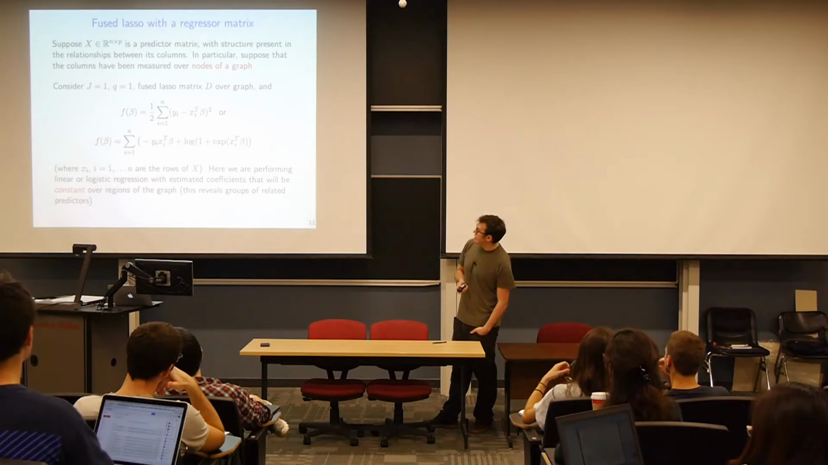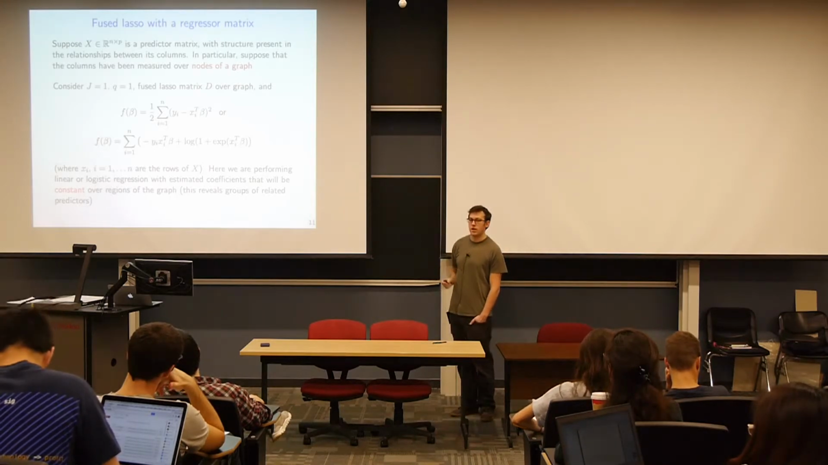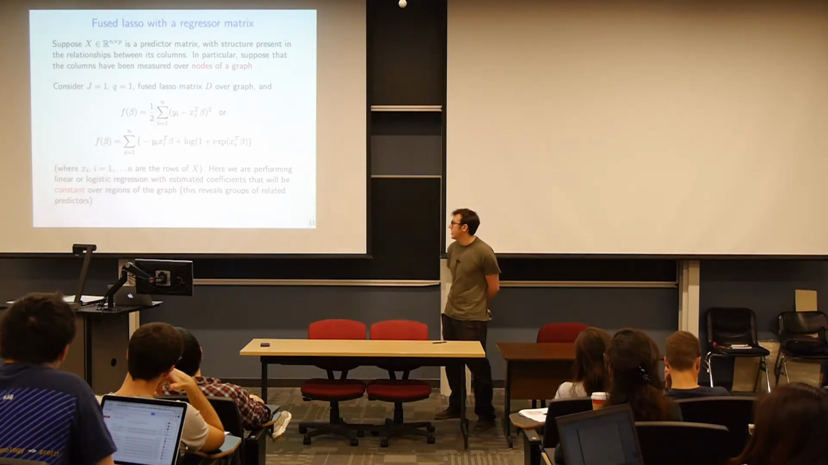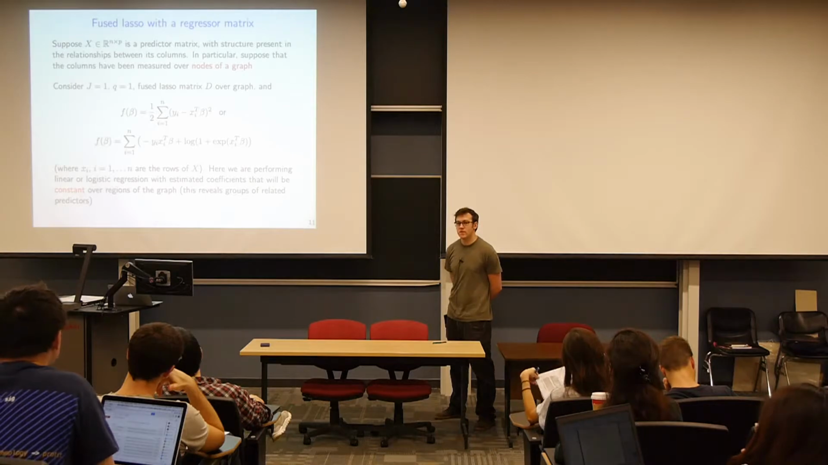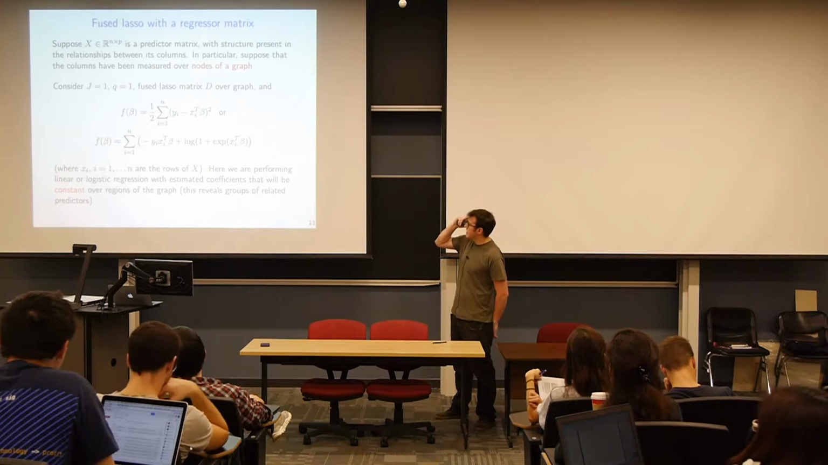Oh, and then by the way, again, we can use either a Gaussian model, which corresponds to a least squares loss, or if we have a classification problem, we can use, for example, a logistic model, and that's shown on the second line.